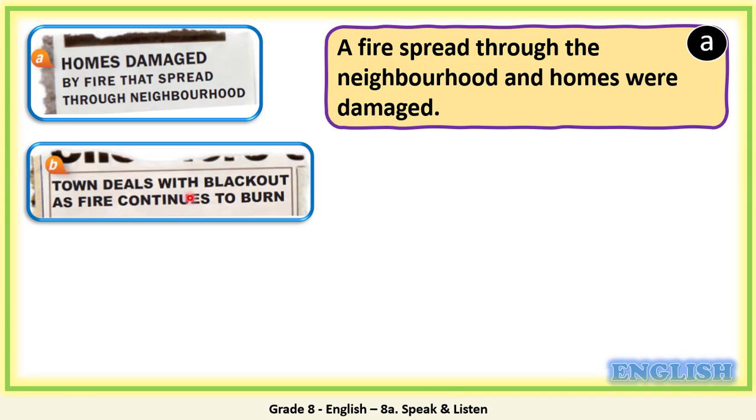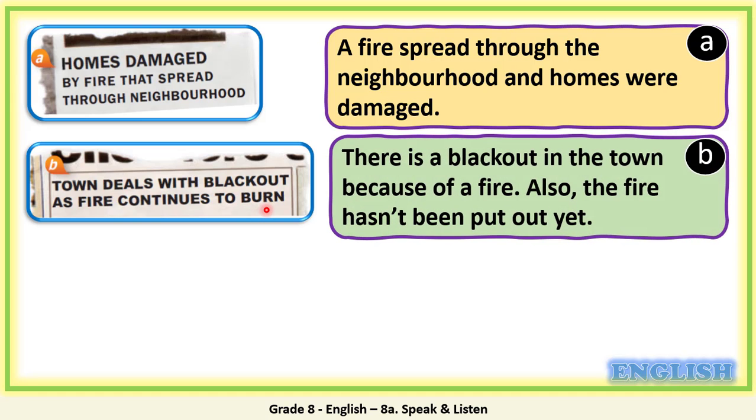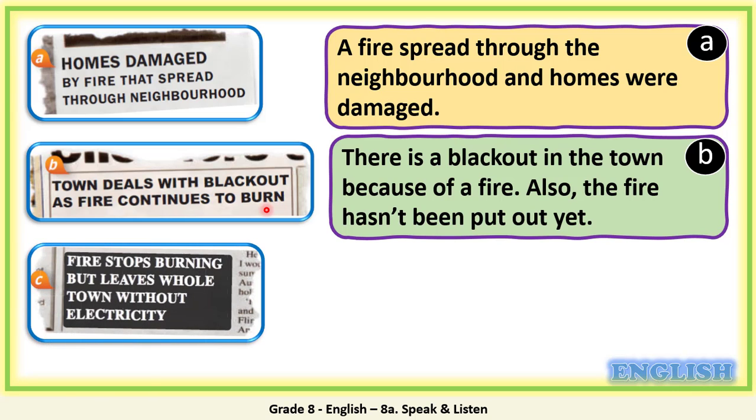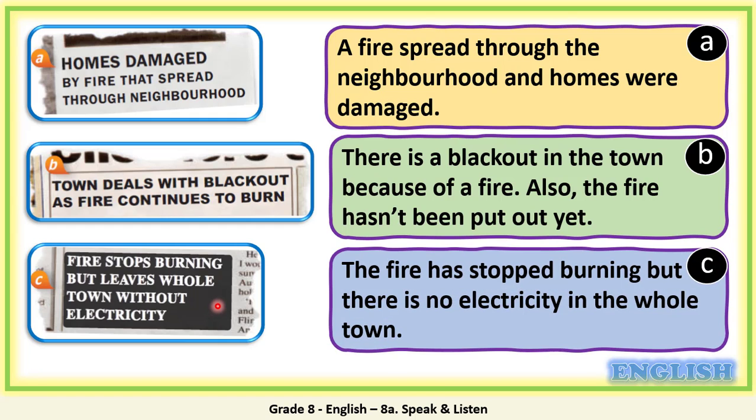Town deals with blackout as fire continues to burn. There is a blackout in the town because of a fire. Also, the fire hasn't been put out yet. Great. The last headline. Fire stops burning but leaves a whole town without electricity. What information does this headline give? Great. The fire has stopped burning, but there is no electricity in the whole town.